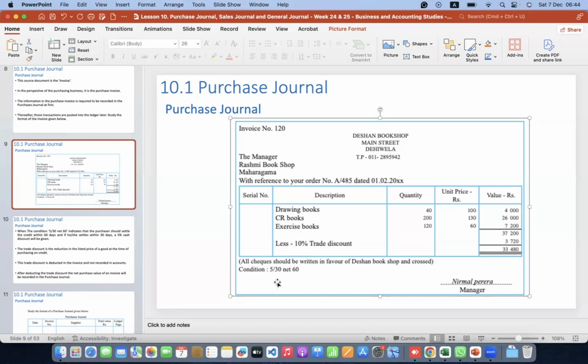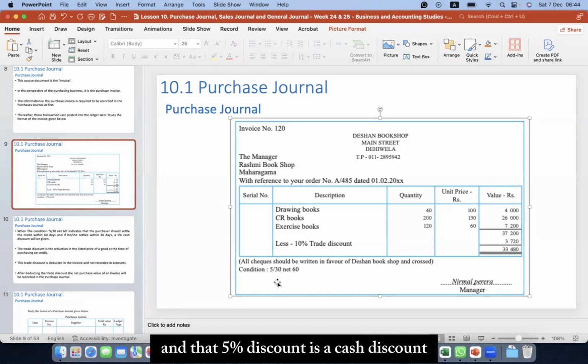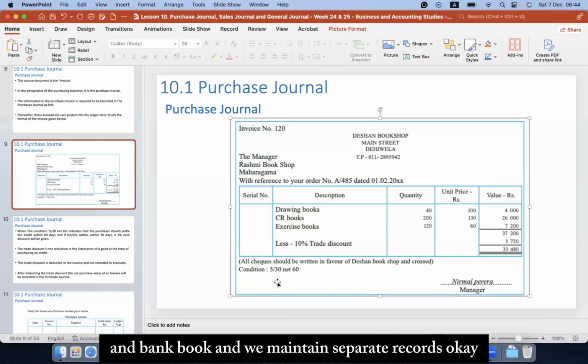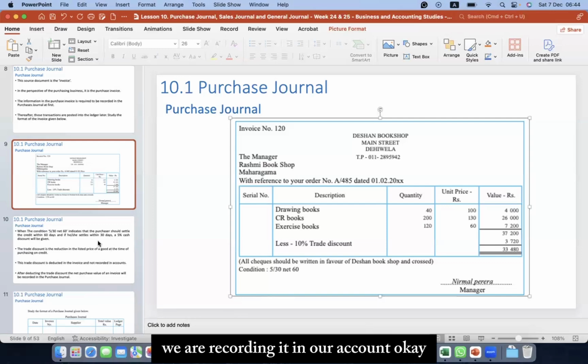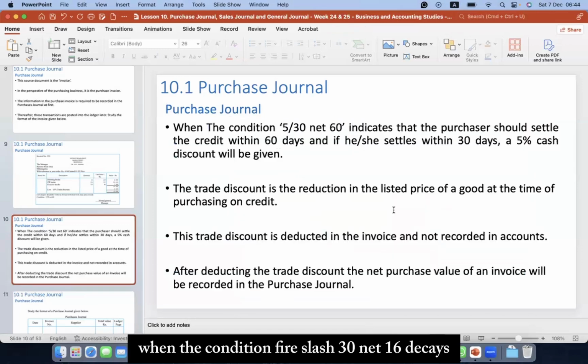top of this. And that 5% discount is a cash discount, and that will be accounted separately, which we learned over the last lessons. Okay, discounts allowed and discounts received. We maintain a separate column in our cash book and bank book, and we maintain separate records. Okay, this 5% we are recording. We are recording it in our accounts. Okay. When the condition 5/13 at 60 indicates that the purchaser should settle the credit within 60 days, and if she settles within 30 days, a 5% cash discount will be given.